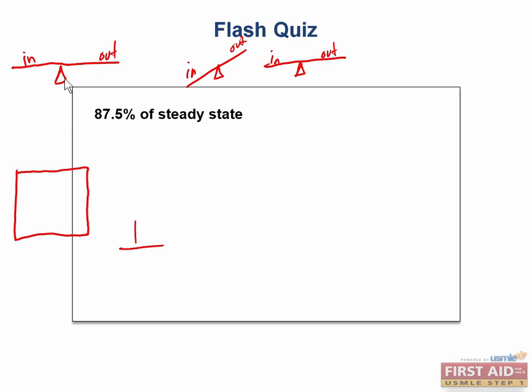Well, since there wasn't any drug in our system before, after one half-life, by definition, there should be half of this left in the body. So I'm just going to draw it out. There is half of this square, so now it's a rectangle, left in the body. So 50% of the drug left. So does that make sense?